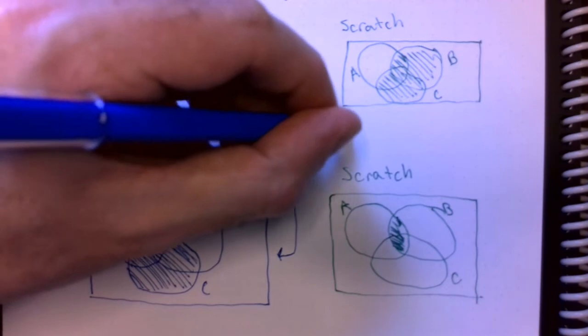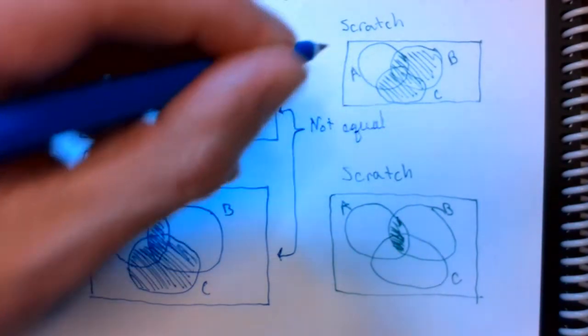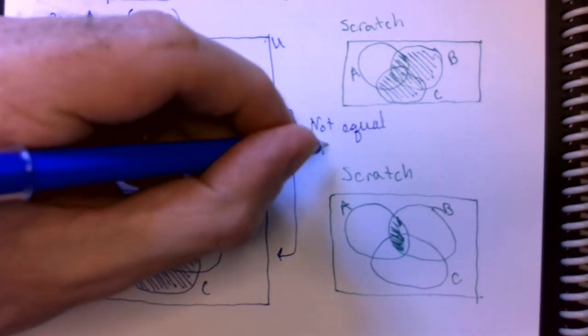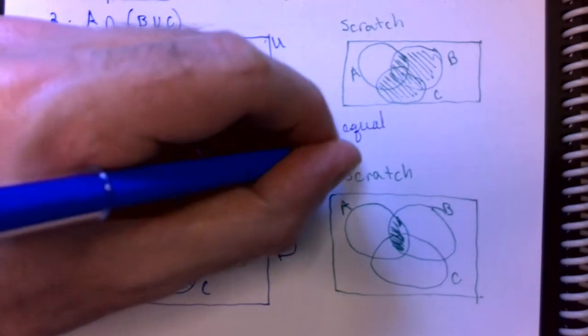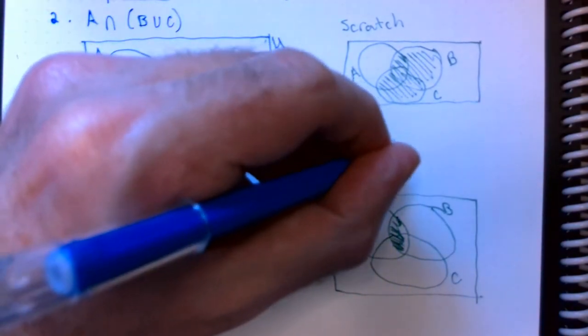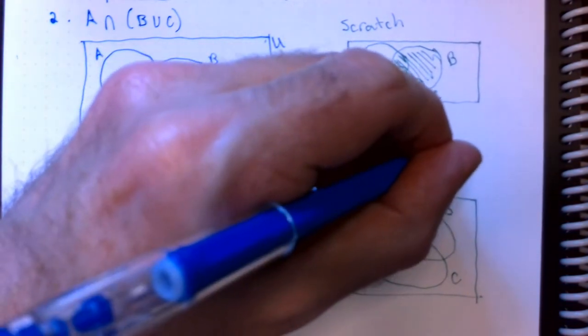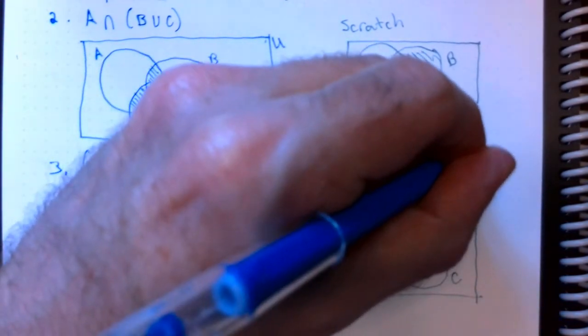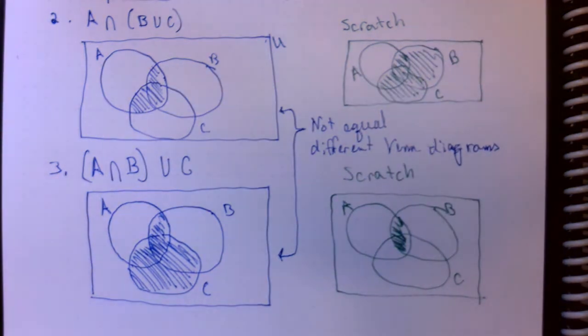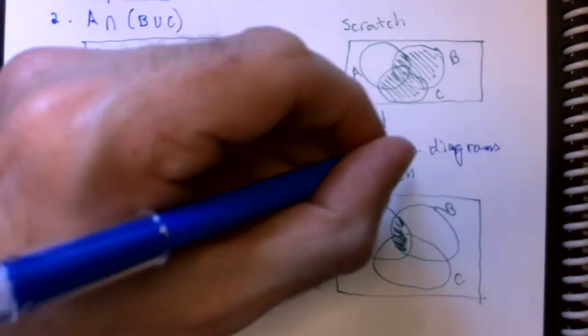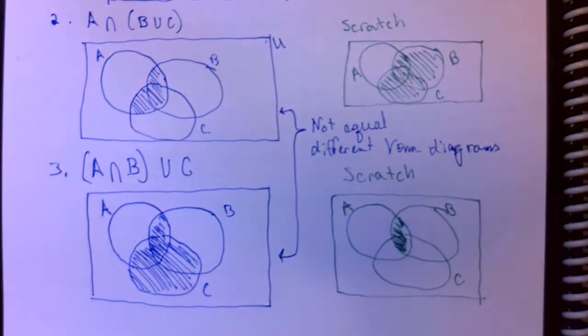So these sets are not equal. And I can tell they're not equal because they have different Venn diagrams. Okay? Oh, that's really sloppy. Whatever, you get the idea. Okay. But that's an important point.